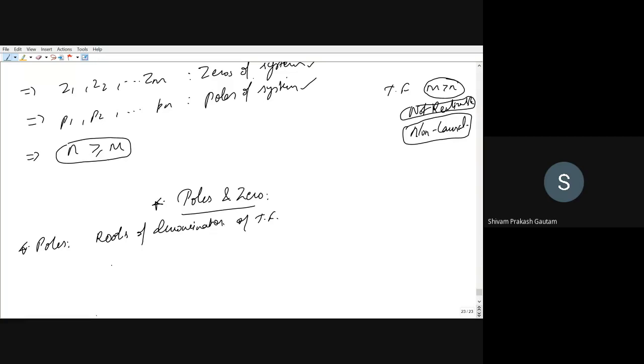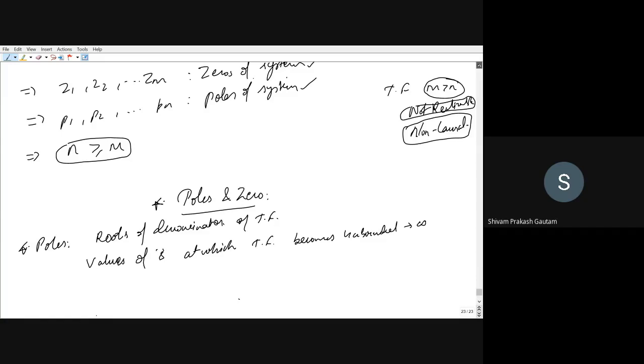So how will you calculate poles? Poles are the values of s at which the transfer function becomes unbounded. Unbounded means it will tend to infinity.